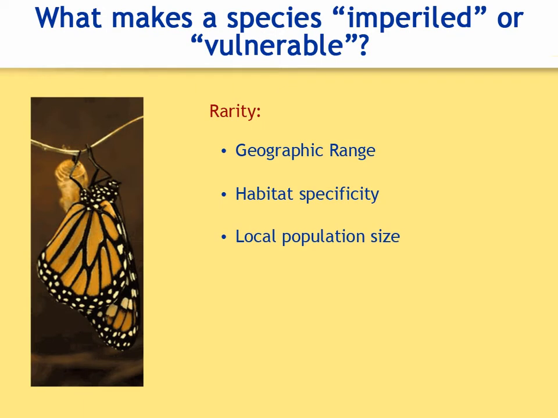So a species has to be imperiled or vulnerable for its populations to be tracked by a program in our network. One way for a species to qualify is to be rare. For example, it may be found in only one small area, or distributed widely but only in very specific habitats, or it may always exist in small numbers wherever it is found. Some species are rare in all three senses, such as a plant that occurs only as a small population on calcareous cliffs on one mountain.